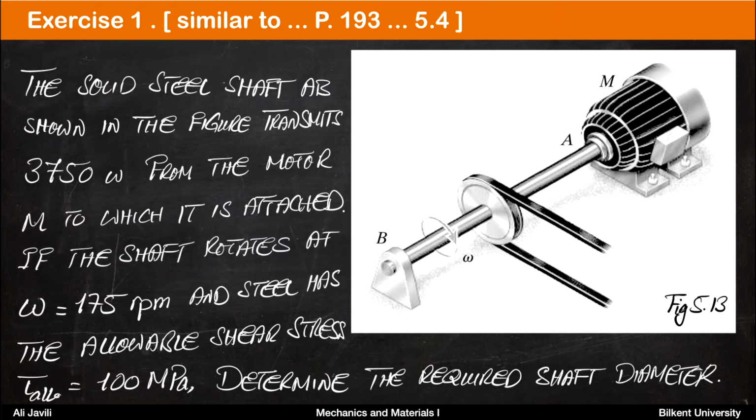If the shaft rotates at angular velocity 175 rpm and still has the allowable shear stress of 100 megapascal, determine the required shaft diameter. So essentially, you are asked how thick the shaft should be such that it can carry enough power. So it can carry the power it's given for the angular velocity that's also given.